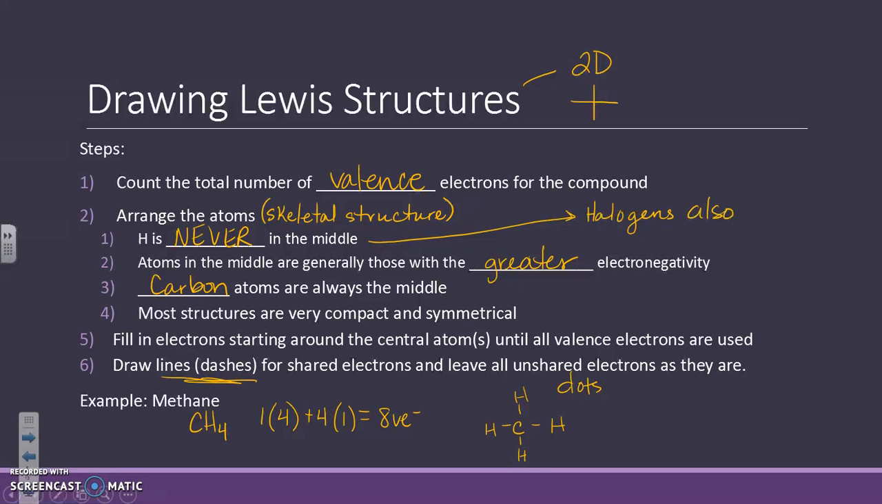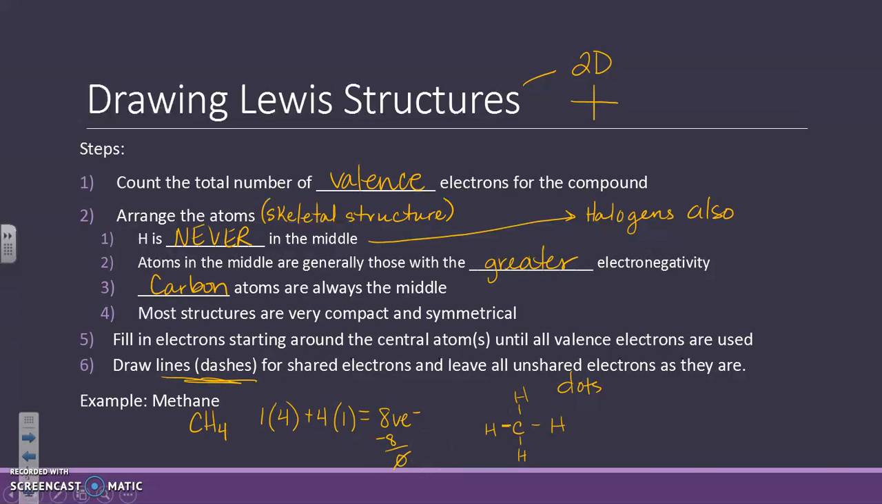East, south, north, west, however you want to think of it. All right, we've drawn our skeletal structure. How many electrons did we use to draw this? Well, each line represents 2, so we've used 2, 4, 6, 8 electrons. And we subtract that from our inventory, and we're left with 0.